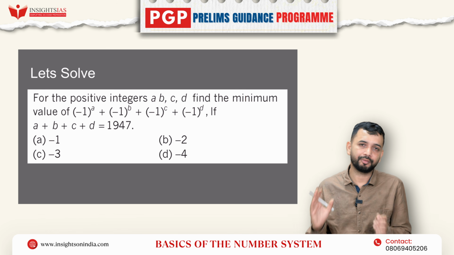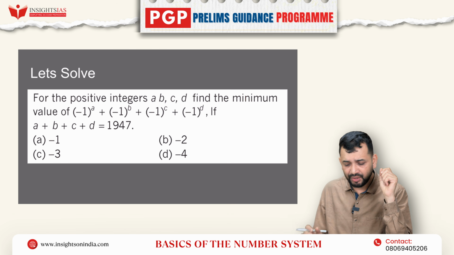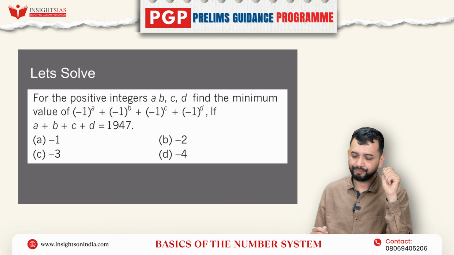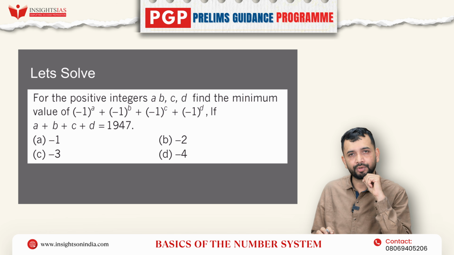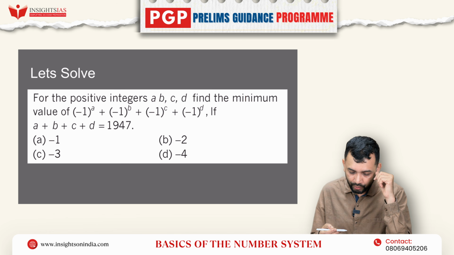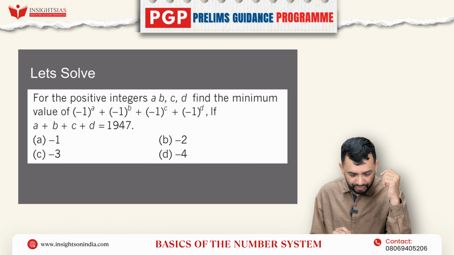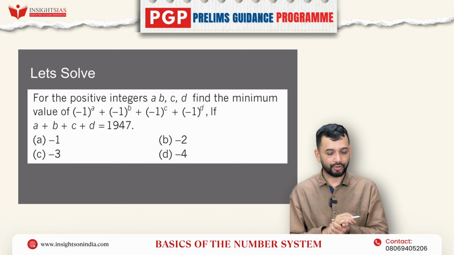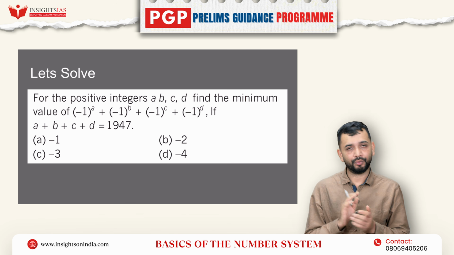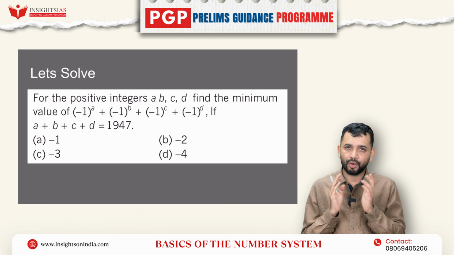Now let's start this problem. Let's solve this. For the positive integers A, B, C, D, find the minimum value of (-1)^A + (-1)^B + (-1)^C + (-1)^D, if A + B + C + D is equal to 1947. Now, how do you solve it? Take some time, think about how it can be solved.